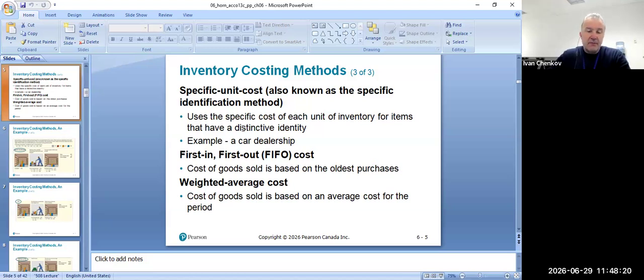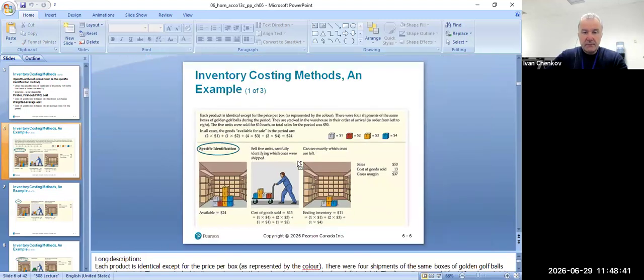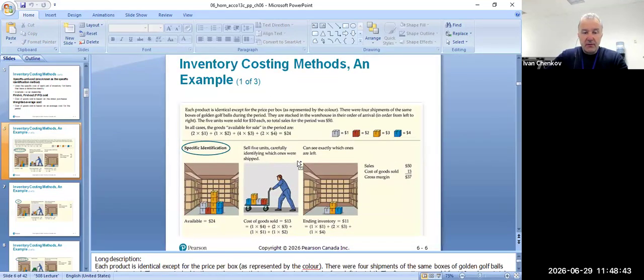And the last one is the weighted average cost. Weighted average cost, obviously, we're going to see for the period how much we purchased as a number of units, and how much it cost us as a dollar amount, divided by the number of units, and we're going to get the weighted average cost. So let's see again the inventory cost methods.